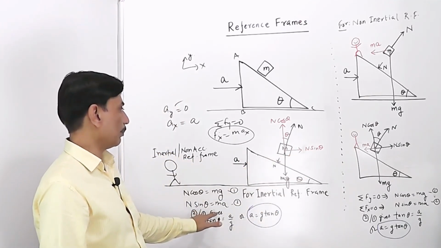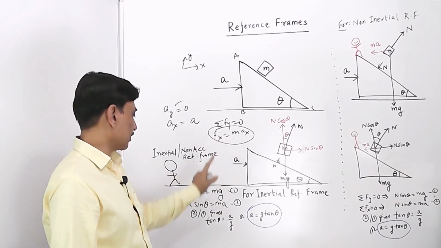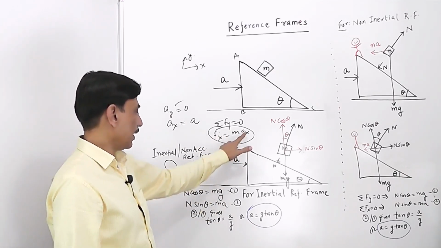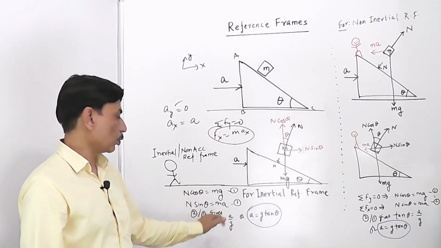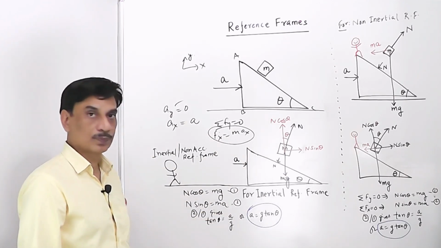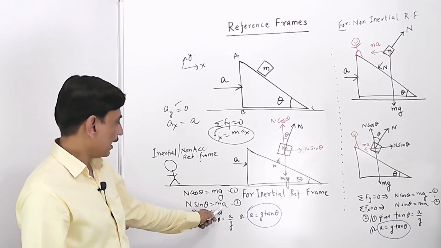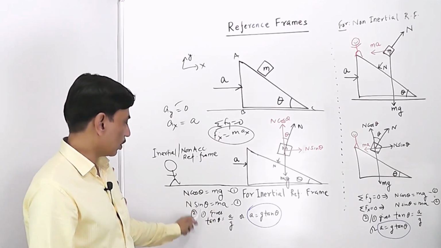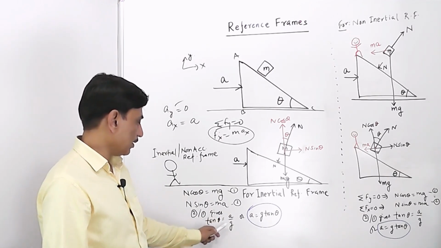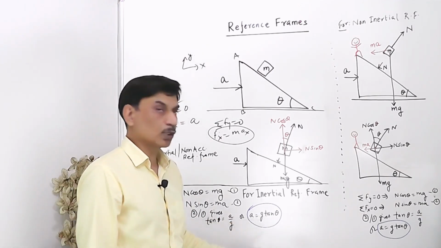N sin theta is equal to ma. Fx is equal to m into ax, Fx is N sin theta, and ax is a, so N sin theta is equal to ma. This is equation number 2. If we divide equation number 2 by equation number 1, we get a by g is equal to sin theta by cos theta, that is tan theta. So a comes out to be g tan theta.